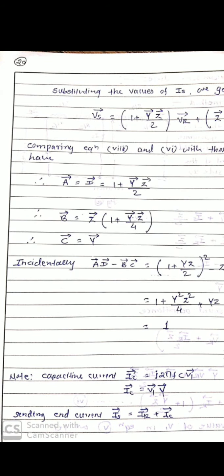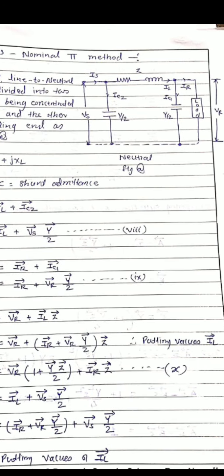Next is the medium transmission line, pi method. In the pi method, the capacitance is located at both ends. The procedure is the same: observe the diagram, write the equation, and compare with equations number 1 and 2 to get the constants A, B, C, D. From the diagram, Z is equal to R plus jXL, and admittance Y is equal to j omega C, that is the shunt admittance.